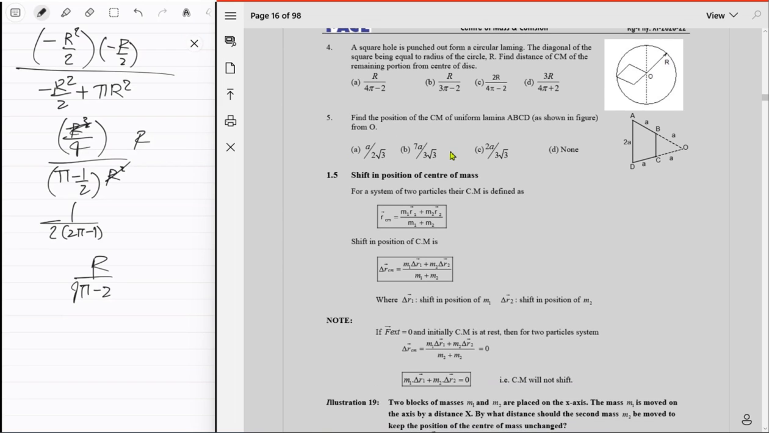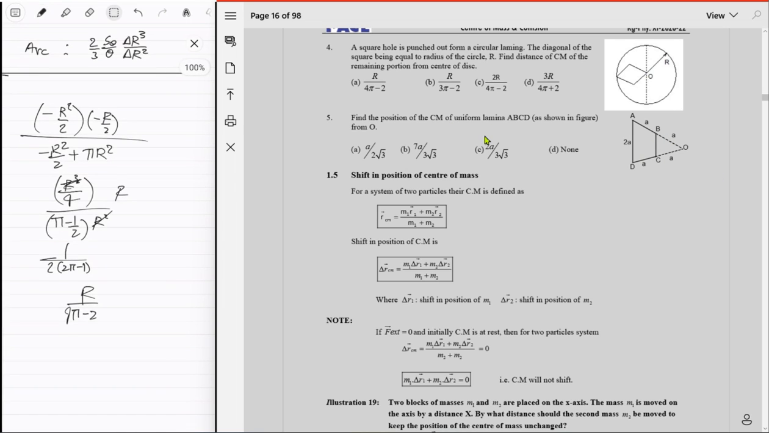Next question. Find the position of center of mass of the uniform lamina ABCD as shown in the figure. A, B, then C and D. Oh, these are not parts of it. Okay, D. Yeah, the usual stuff. You know the thing.